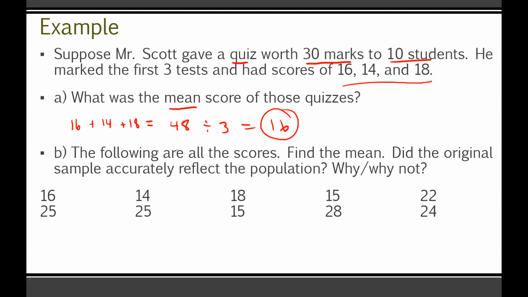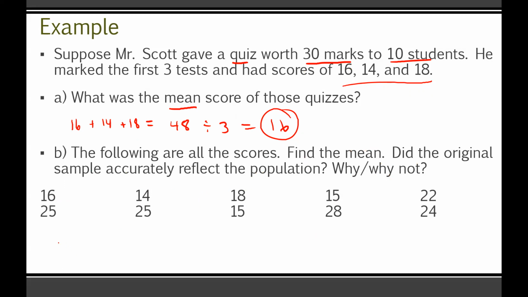Now, part B: the following are all the scores. There's our 16, 14, and 18, and there's the rest of the scores on that quiz, all 10 of them. Find the mean. Did the original sample, just the first 3 that we did, accurately reflect the population? Why or why not?